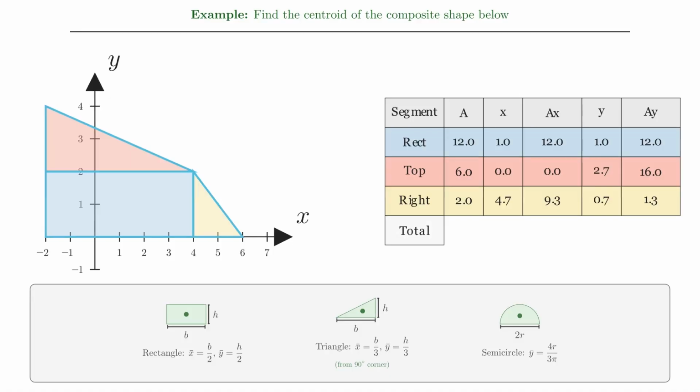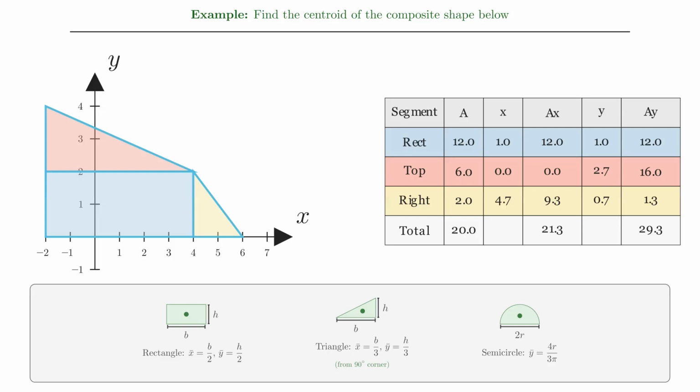So we need the total area. The sum of the areas, 12 plus 6 plus 2, is 20. We need the total for the AX. So 12 plus 0 plus 9.3 is 21.3. And the total for the AY, we have 12 plus 16 plus 1.3 is 29.3.